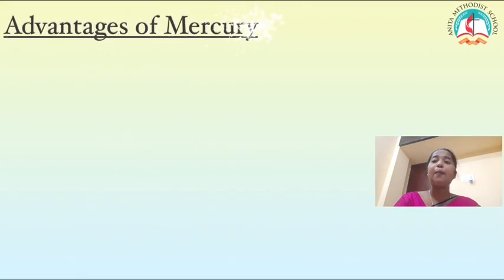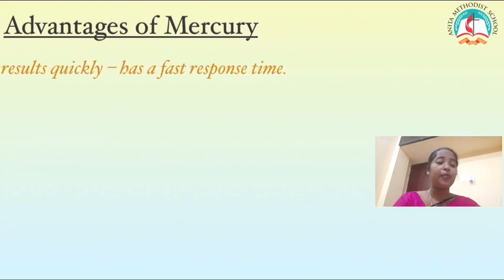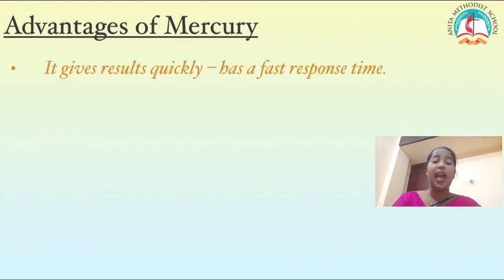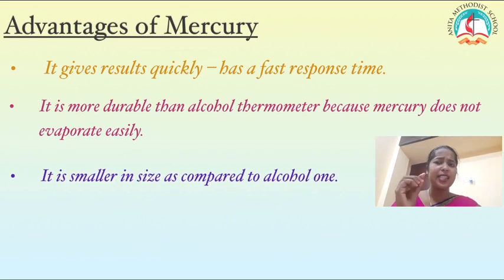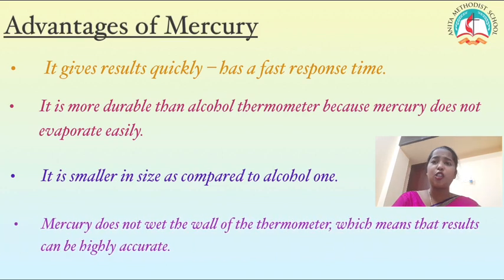Let us see some advantages of mercury. It gives results quickly, with a fast response time. It is more durable than an alcohol thermometer because mercury does not evaporate easily. It is smaller in size compared to the alcohol one. Mercury does not wet the wall of the thermometer, which means that the result can be highly accurate.